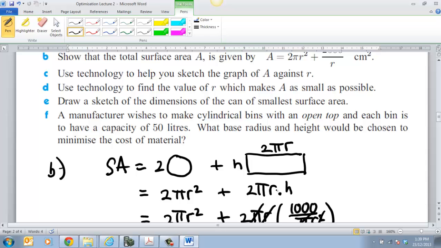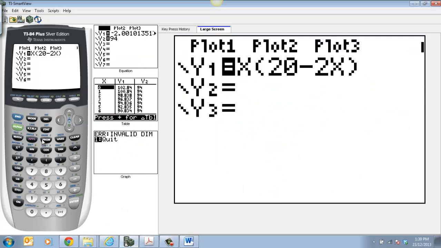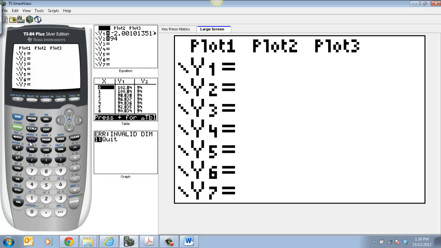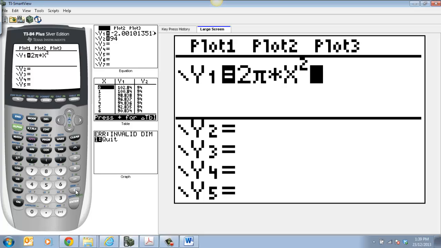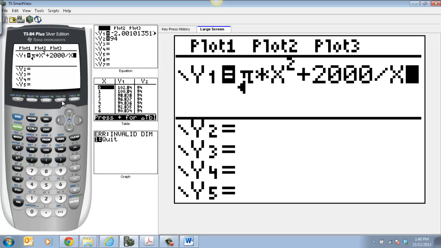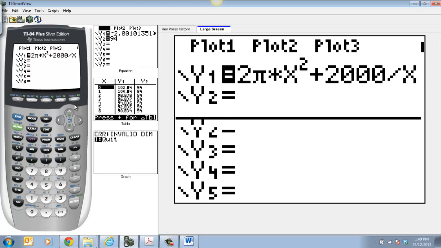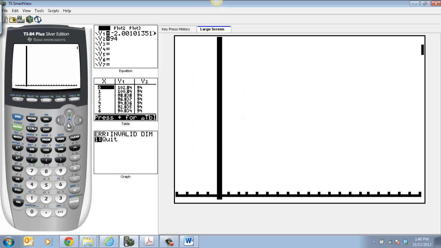Then part C says use technology to sketch the area versus r. So I'll go to my calculator and clear that. What have I got? I've got 2 times pi times x, squared, plus 2,000 divided by x. We're going to graph that. We always graph it to see if we get something that fits on the screen.